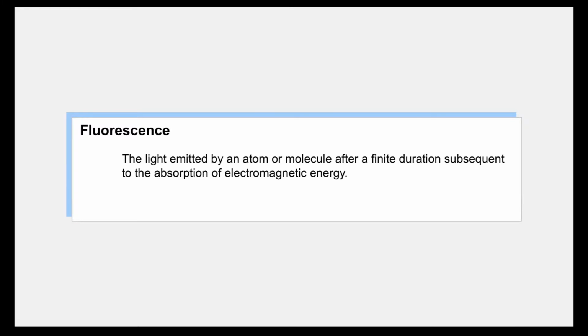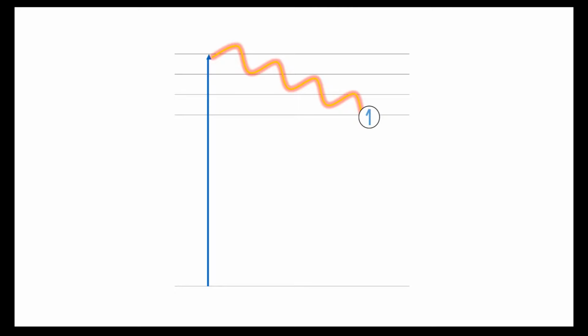So what is fluorescence? Fluorescence is the light emitted by an atom or molecule after a finite duration subsequent to the absorption of electromagnetic energy. There are 3 steps to it. First, an electron is going to be at a ground state. It's going to be excited by photons. There will be a loss of energy and an eventual return down to the ground state.